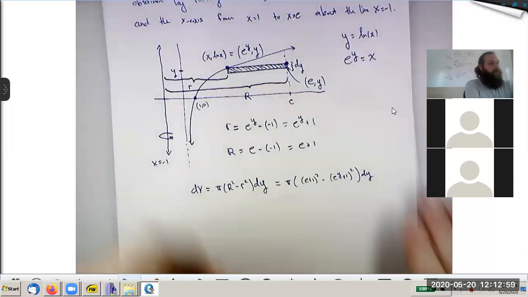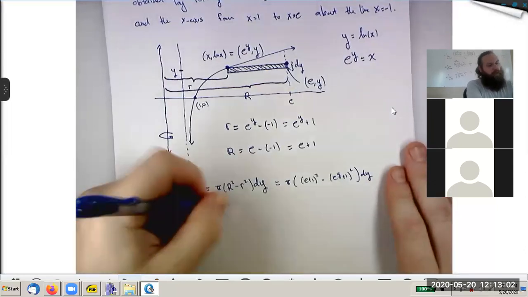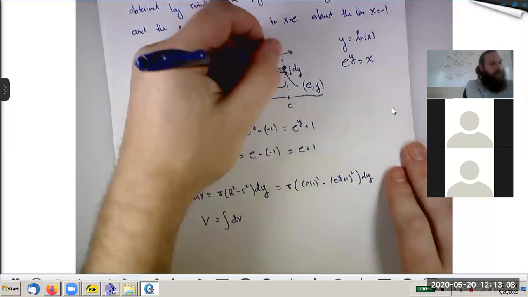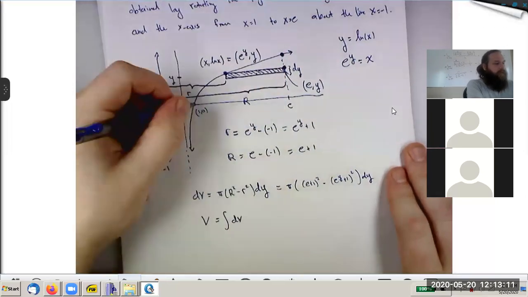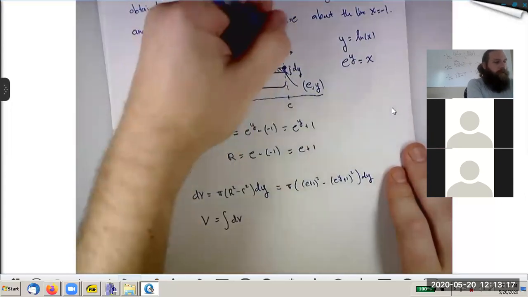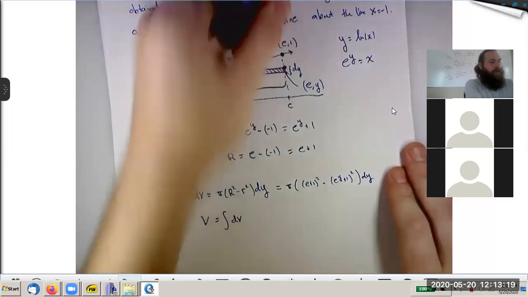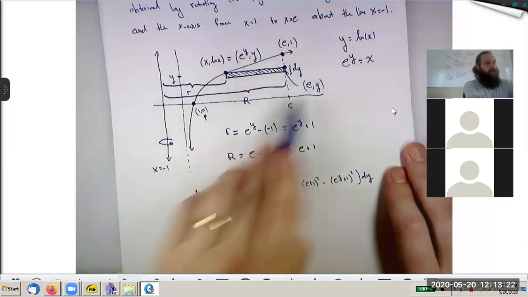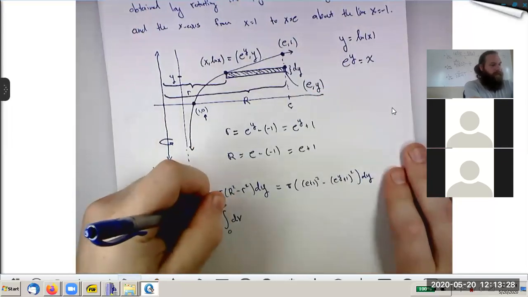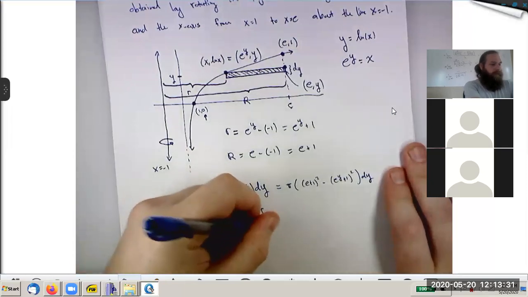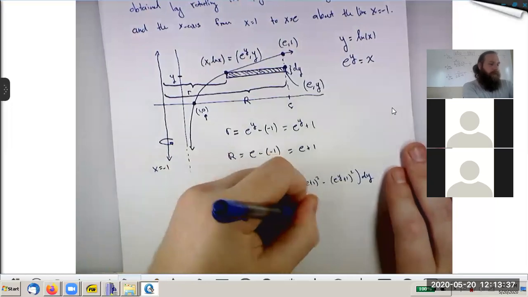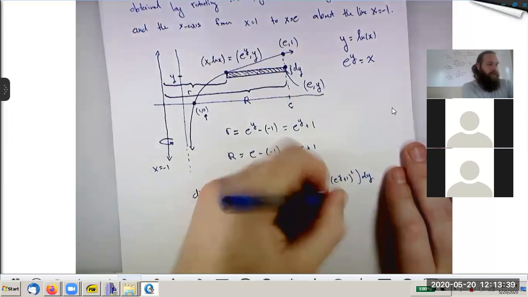So the integral that we would need to evaluate here is the integral of dV, and it's going to run from the smallest y value in my region to the largest y value in my region. So the smallest y value in my region here is 0. The largest y value in my region here is 1, because I'm on the graph y equals ln x, and when x is equal to e, y is equal to the ln of e, which is 1. So this is going to be the integral from y equals 0 to y equals 1 of dV, which is the integral from 0 to 1 of pi times (e plus 1) squared minus (e to the y plus 1) squared dy.